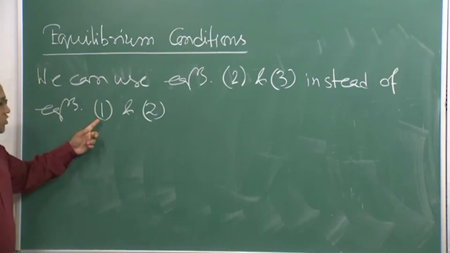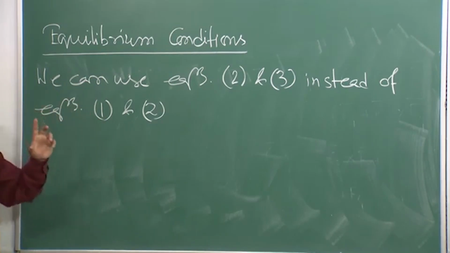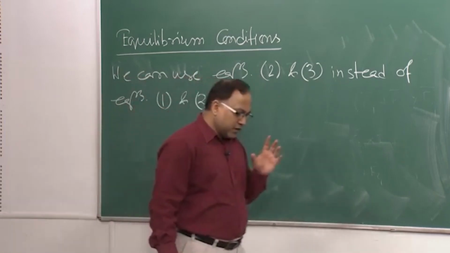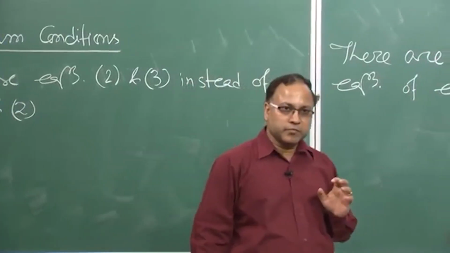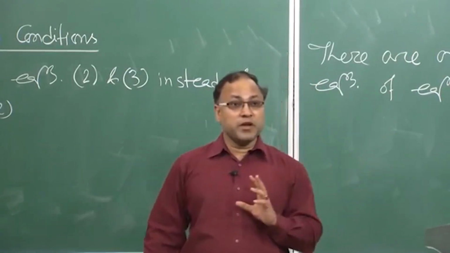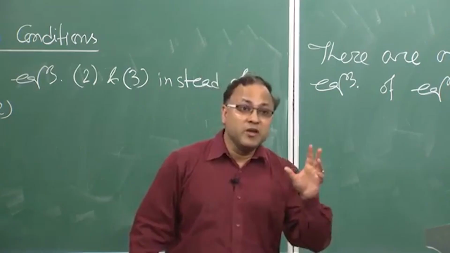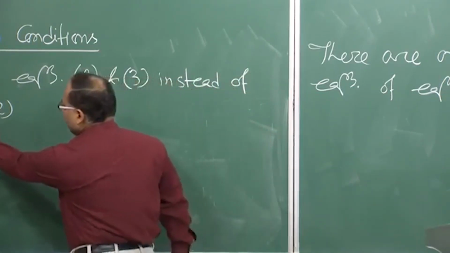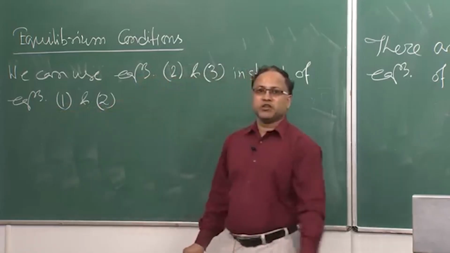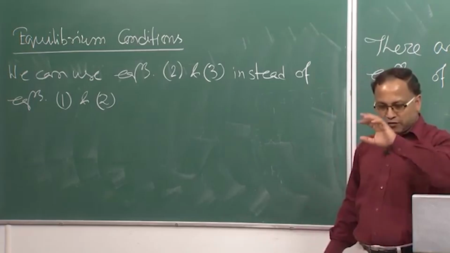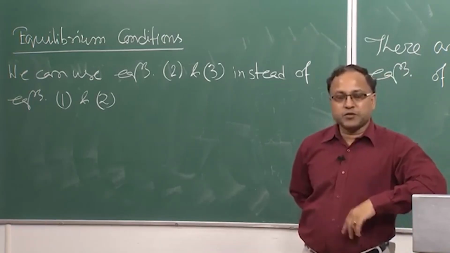So what was there in equation 1? That is the resultant force is 0. What was there in equation 2? That summation of moment with respect to point A was 0, right. What was there in equation 3? Summation of moments with respect to point B was 0. Now, as I told you, equation 1 and equation 2 are your two basic independent equations. One is force balance, another one is the moment balance with respect to point A.